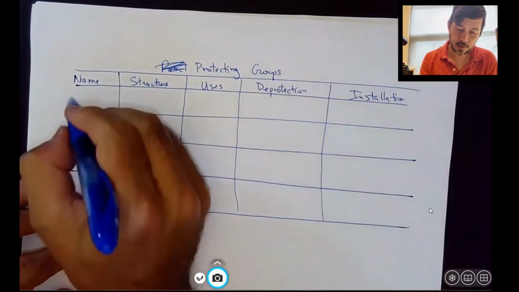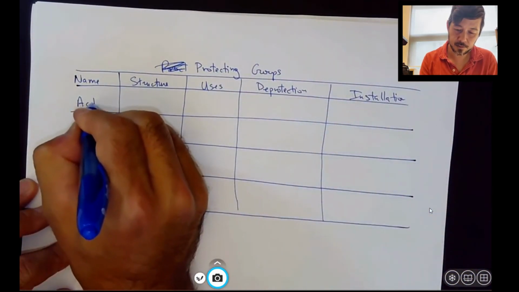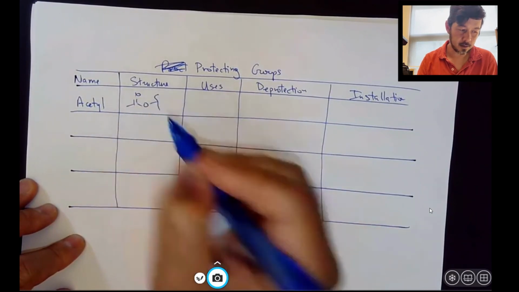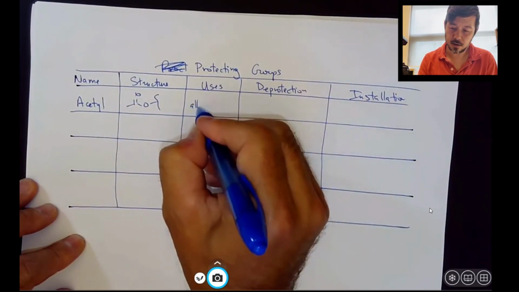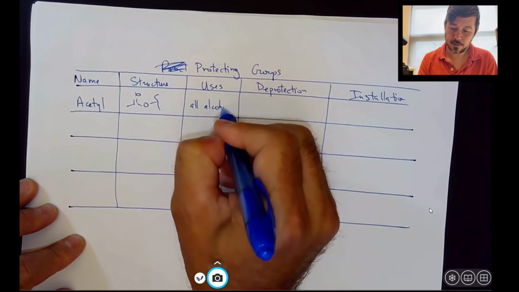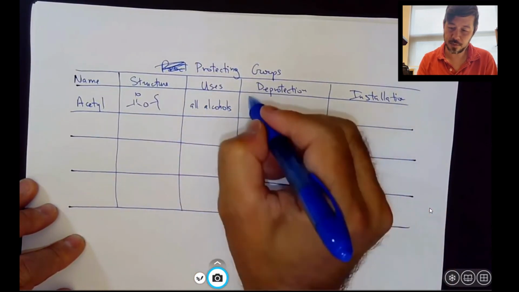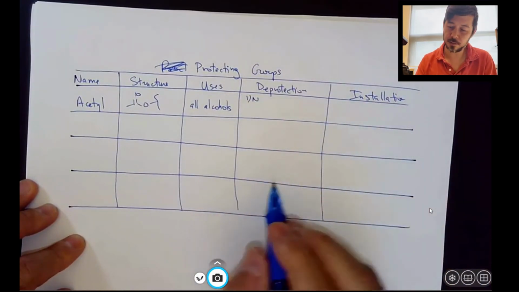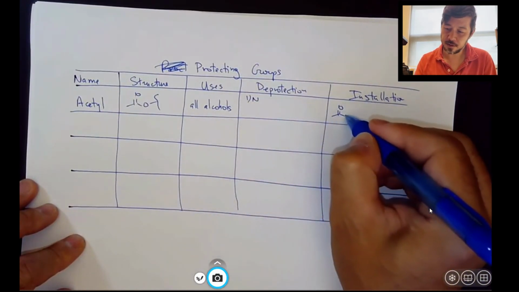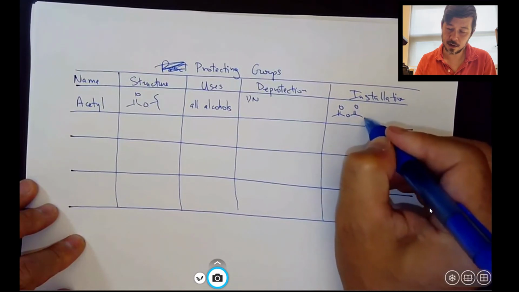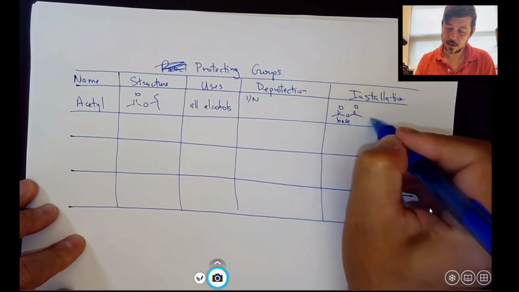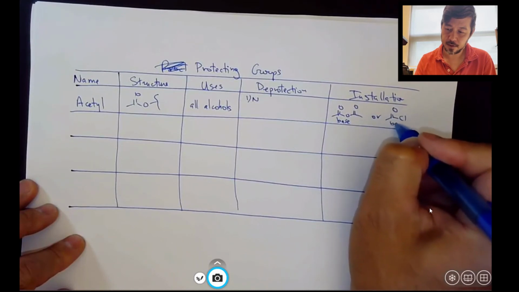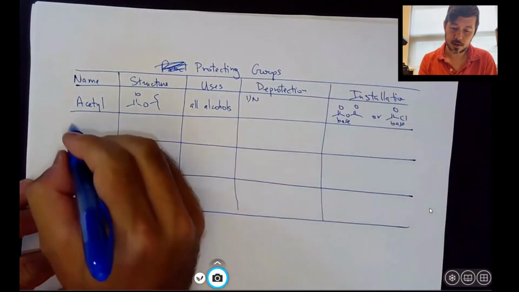Okay, so the first one we looked at was the acetyl group. That looks like this. Uses, all alcohols. You could even use it for amines. Talk about deprotection in just a little bit. In order to install this, you can use things like acetic anhydride with base or acetyl chloride and base. That works well. Trityl.